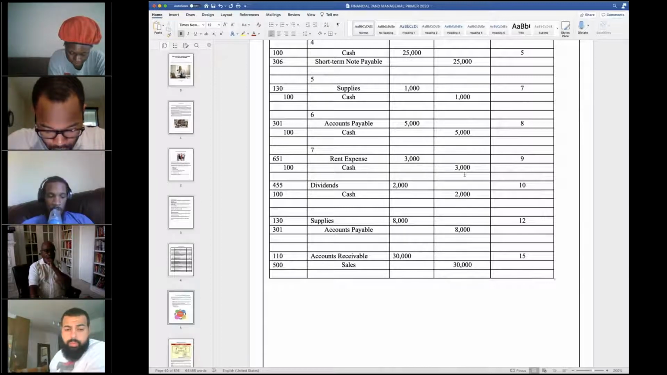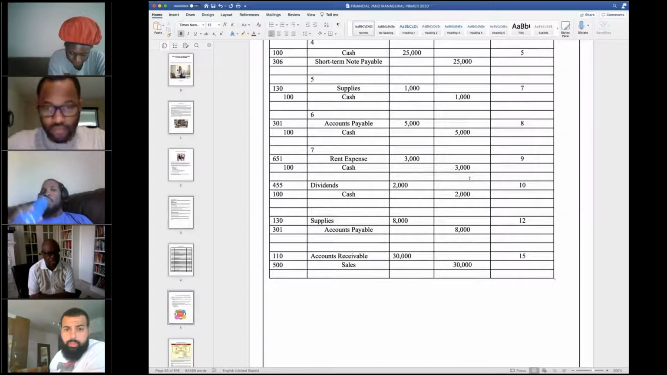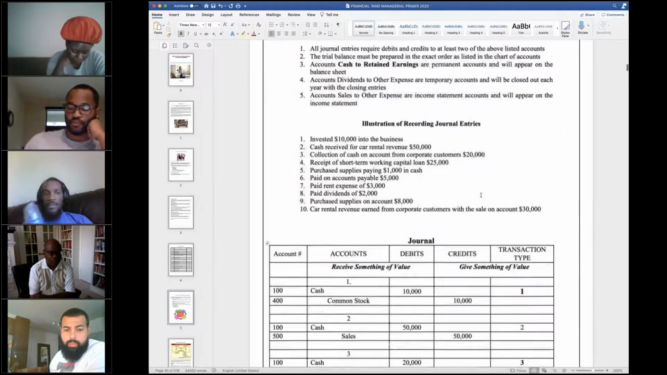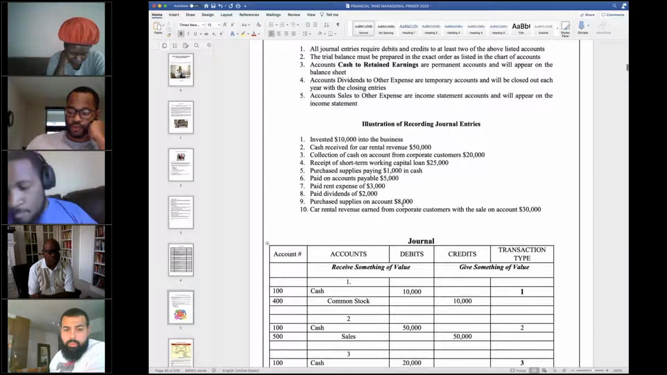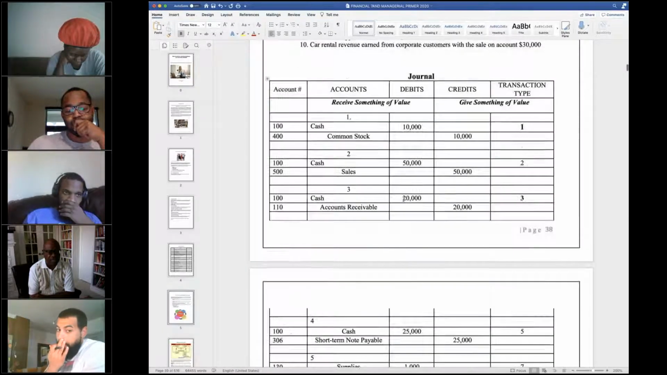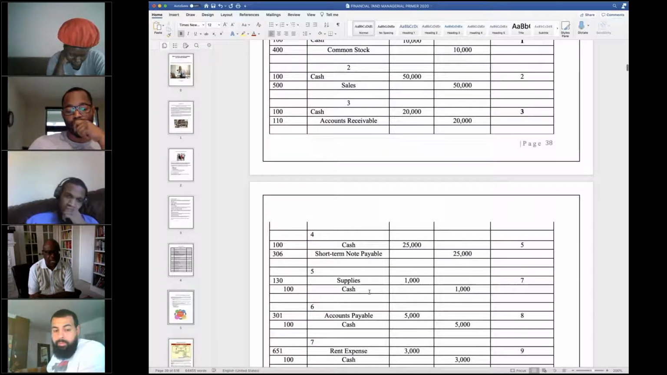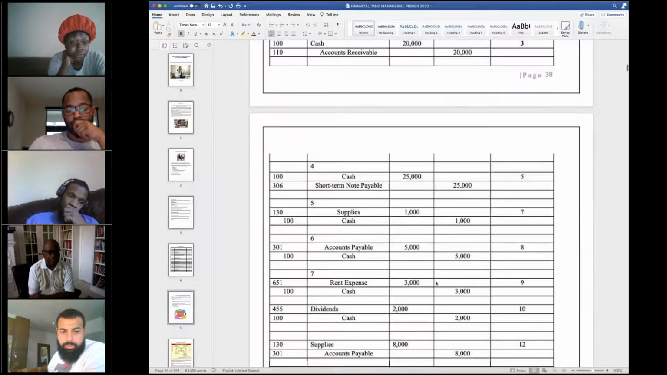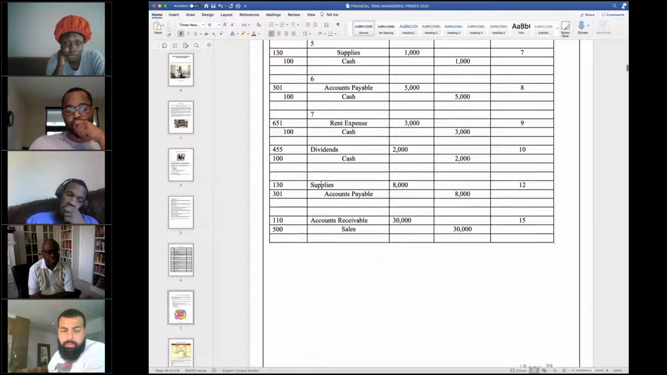Then we have transactions that did not involve cash. Purchase supplies on account, 8,000. Now, when you pay cash for the supplies, you debit the supplies and credit the cash. But now you buy them on account, so you're debiting supplies, crediting accounts payable.